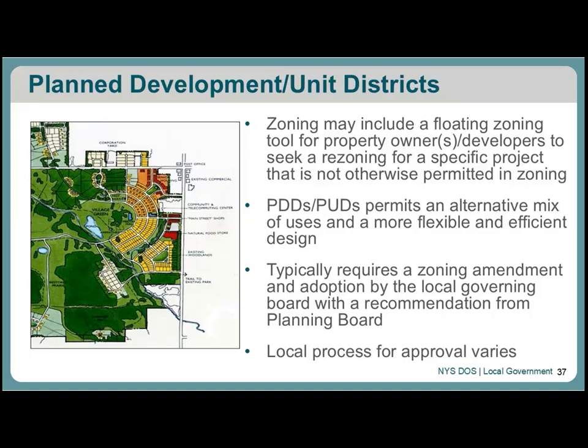It typically requires a rezoning whereby the planned unit development will replace the original zoning that was underneath that area with the specific project's land uses and development. Because it requires a zoning amendment, that means it has to go to your local governing board. So typically the first step is the applicant applies for the PDD through the local governing board, who will then seek, and should seek, the recommendation from the planning board.